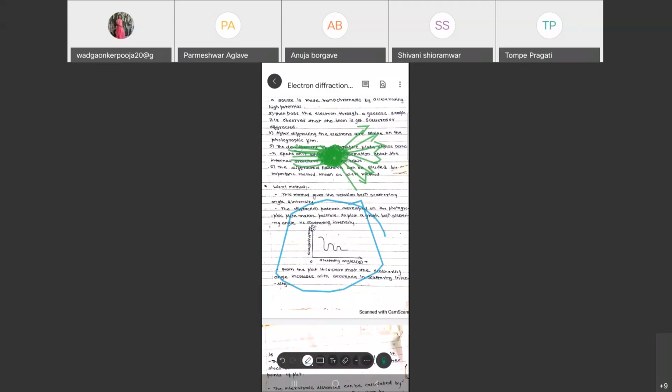From this graph you will get to know something. I will plot it once again. In this graph I have given scattering intensity versus scattering angle. The scattering angle is denoted by theta, and scattering intensity is denoted by I. When the scattering angle is increasing, the scattering intensity decreases.